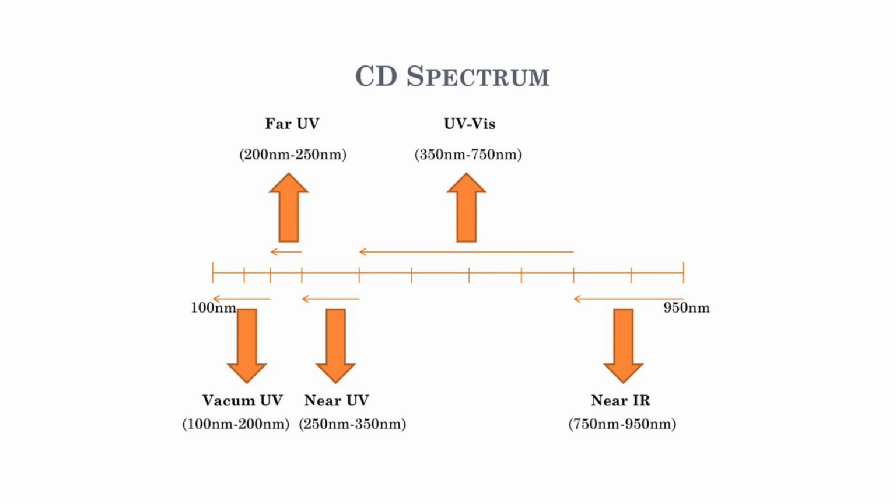So this shows the spectrum of light. The vacuum UV spectrum ranges between 100 to 200 nanometers, near UV ranges from 250 to 350 nanometers, near infrared 750 to 950 nanometers, and far UV 200 to 250. And the UV visible spectrum is the range of all the visible colors you can see along with the UV, which is 350 to 750 nanometers.